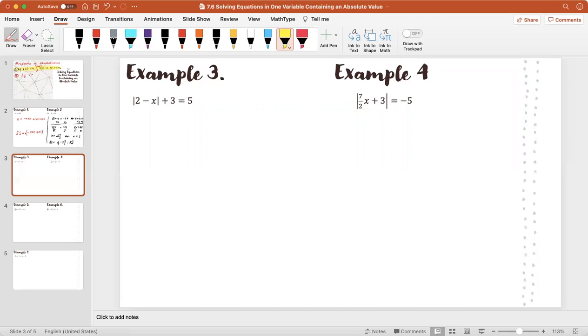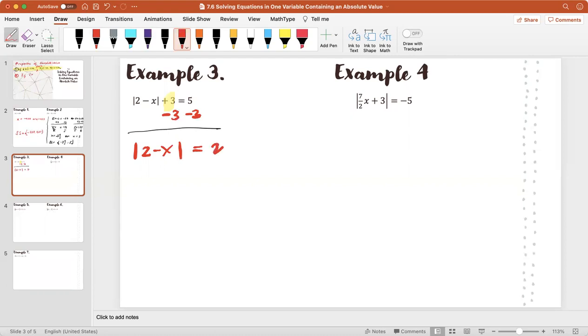So here we have plus 3. We get rid of that before applying the property. So we have the absolute value of 2 minus x. Should we get rid of 3? So minus 3, minus 3. The result will be absolute value of 2 minus x. Of course, we have 0 there now, equals 2.